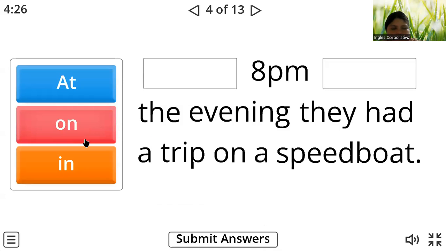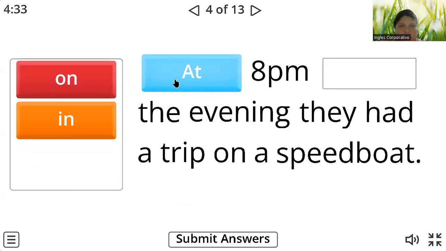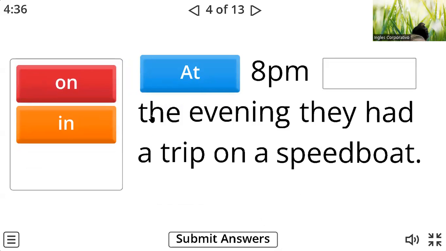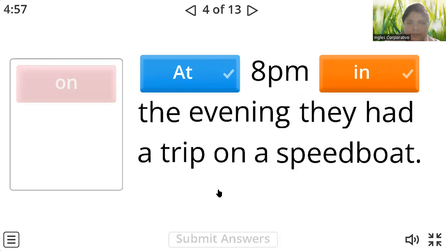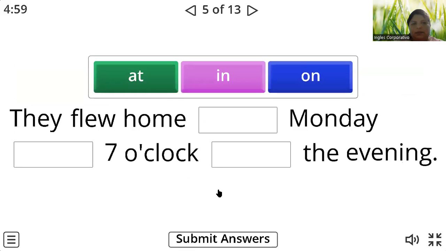Help me with that one. At. Okay, at 8 p.m. Yes. In the evening. So what happened at 8 p.m.? They had a trip on a speedboat. Okay. Good. Let's see. How about this one?